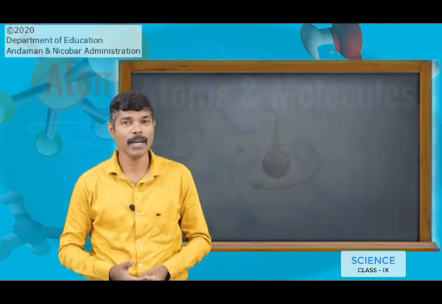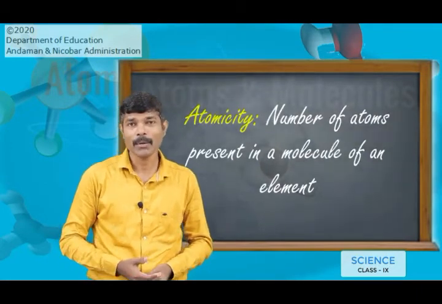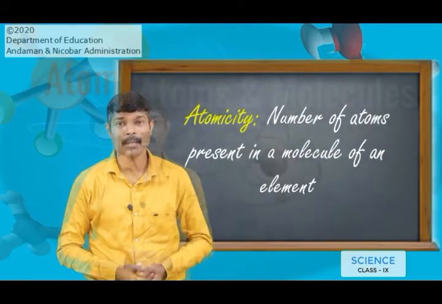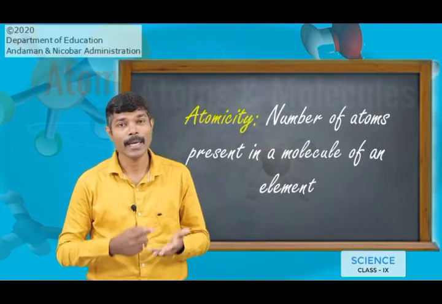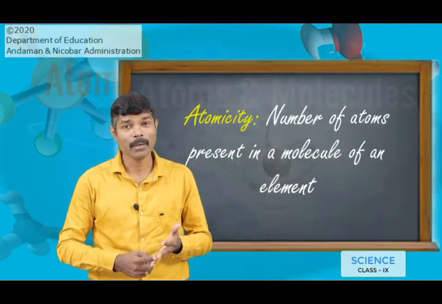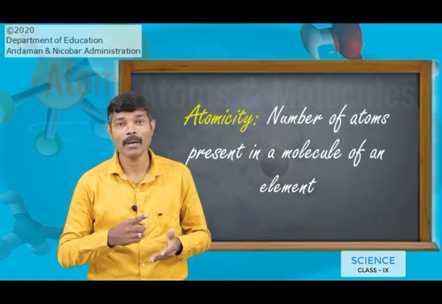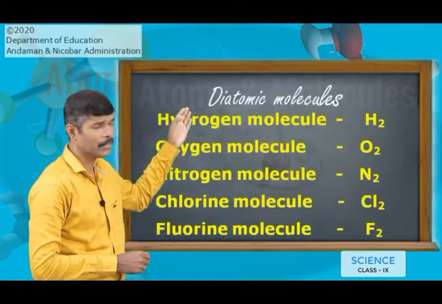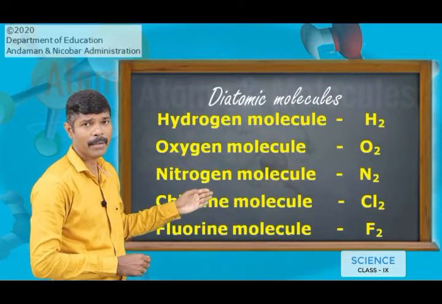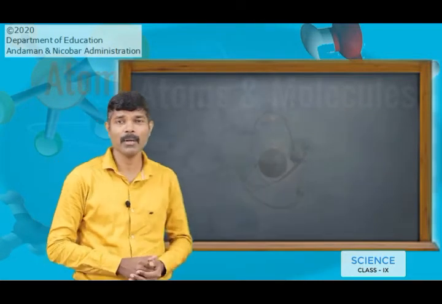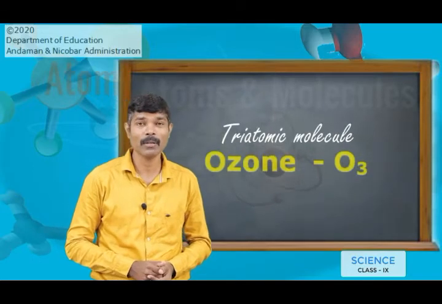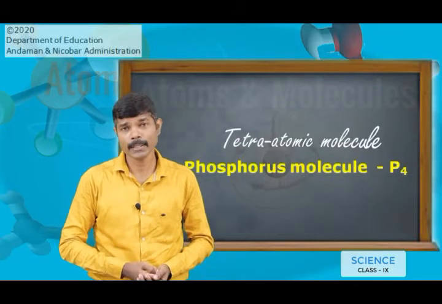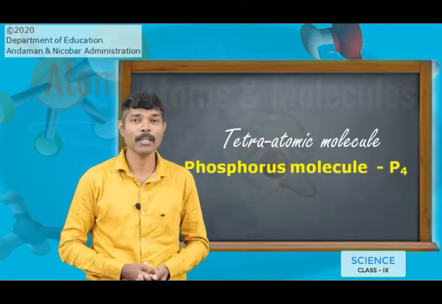In the later section we have seen about atomicity. Atomicity is the number of atoms joined in a molecule of an element, and in that we have seen the diatomic molecule, triatomic molecule, tetraatomic molecule and octaatomic molecule. Some examples of diatomic molecules, as we have already seen, you can find on the screen. Similarly, ozone is an example of a triatomic molecule, and phosphorus is an example of a tetraatomic molecule.